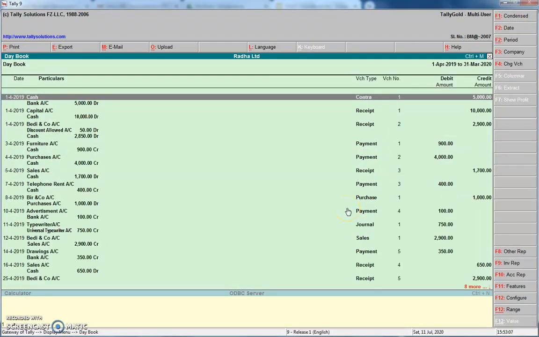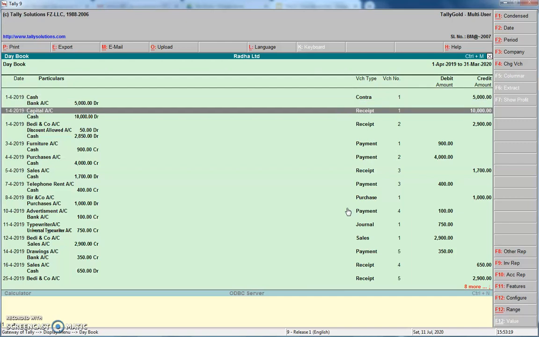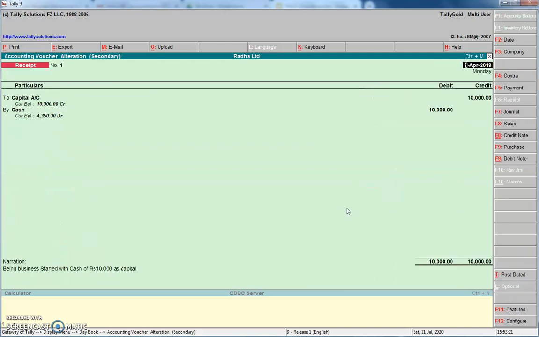These are the various transactions as per this sum. First transaction: started business with cash of rupees 10,000 and paid into bank rupees 5,000. So the first one is receipt voucher, 1st April. Entry is cash account debtor to capital. In receipt voucher, credit item appears first and debit item appears second. So we have to enter the transaction as shown here.